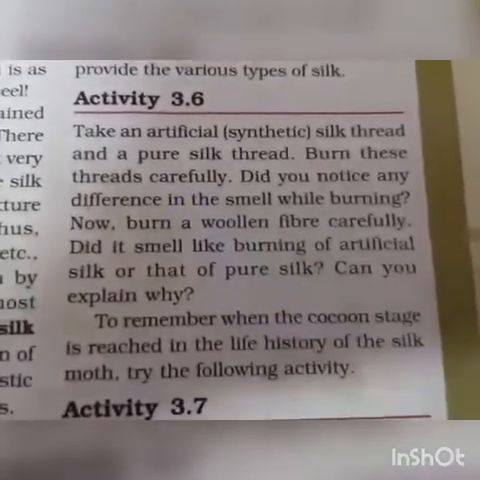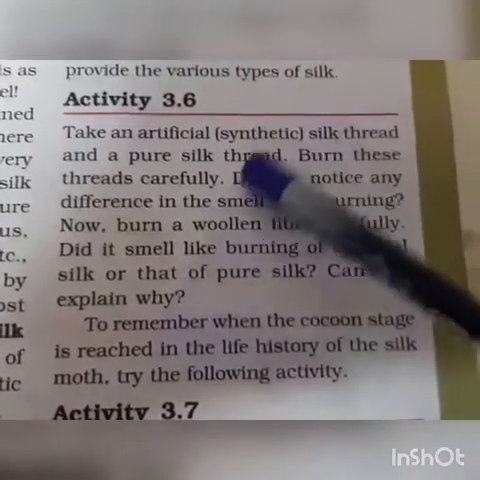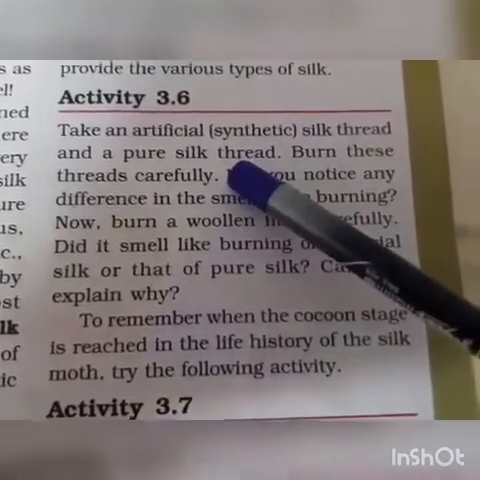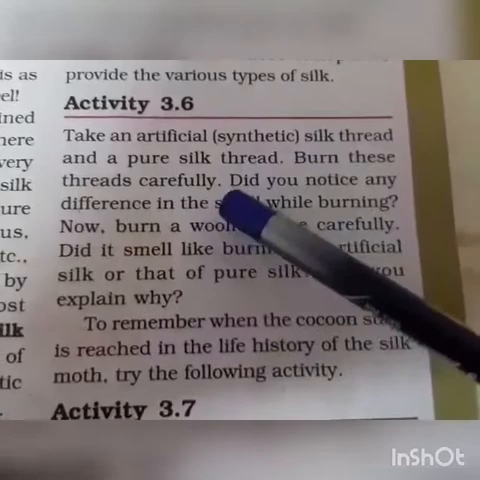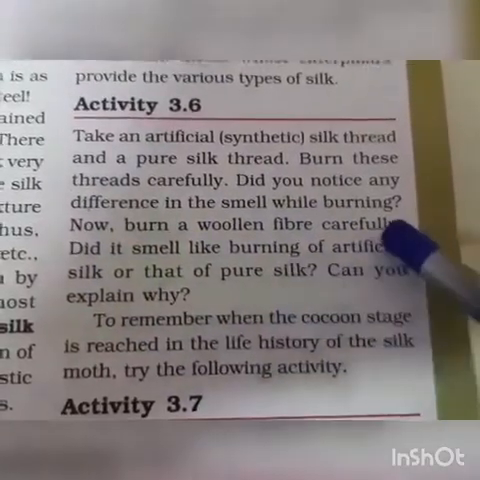The thread that comes out of silkworms is the pure silk. And the synthetic one, which is more shiny and more slippery, is the artificial silk. And when you take a thread of each silk and burn it, then definitely you will feel the difference in the smell. Now burn a woolen fiber carefully.